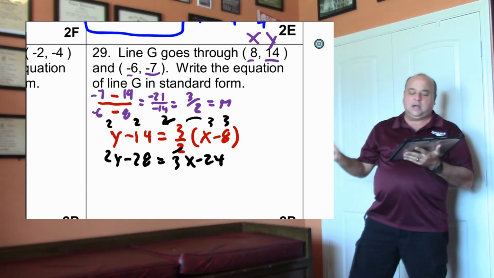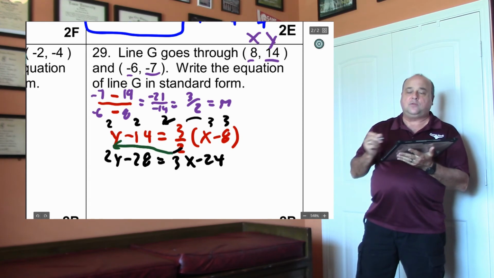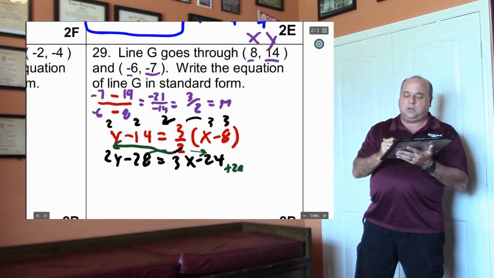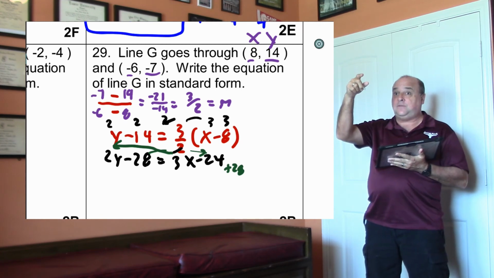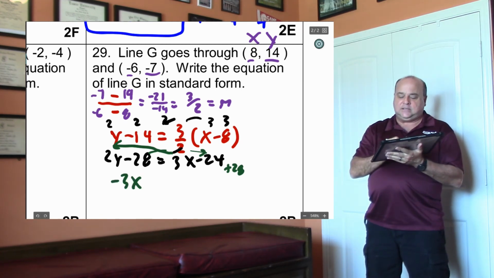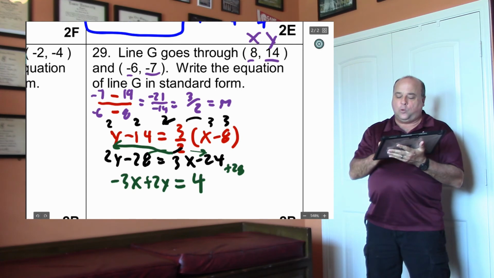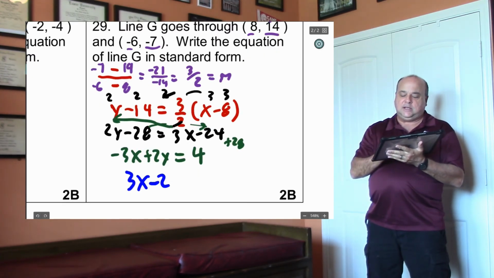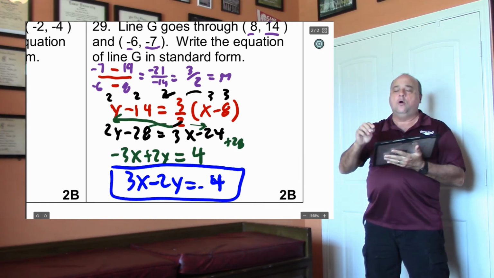Now then I'm going to take the 3x, it has to go first in standard, right? So I'm going to move the 3x to the left, and I'm going to move the 28 to the right. The opposite of minus 28 is plus 28. That 3x will go from positive to negative, so I got to switch the signs at the end, don't I? So I'm going to have minus 3x, the plus 2y drops, the 28 went to the other side, negative 24 plus 28 is 4. Now then, this would be right, but the x is negative. So 3x minus 2y equals negative 4 would be my equation.